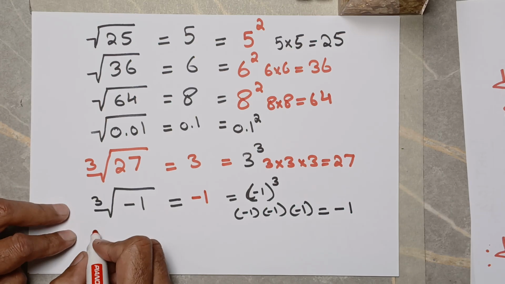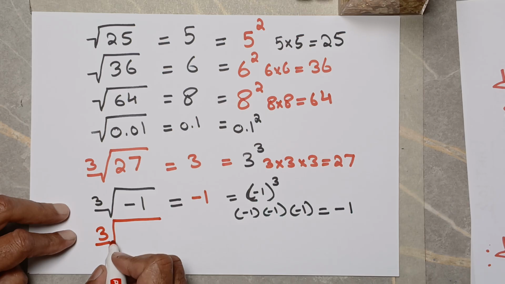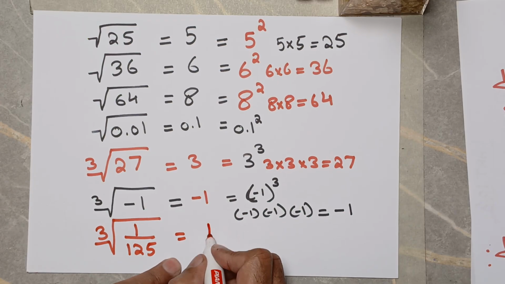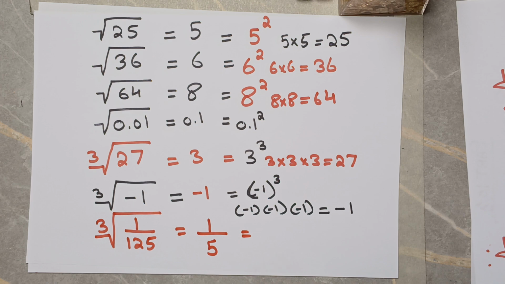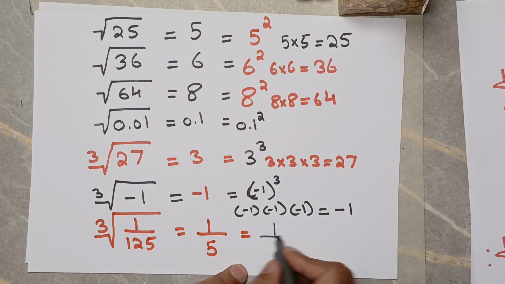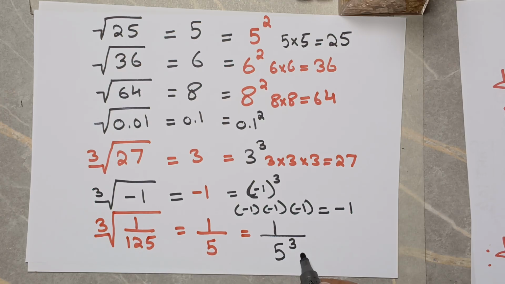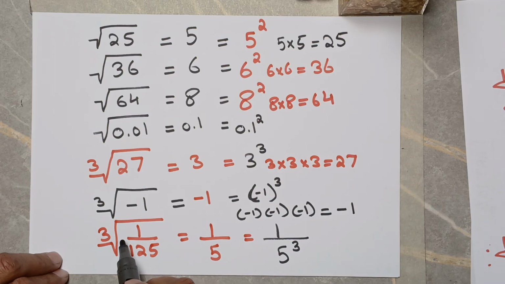Let me take a fractional part. Suppose that we want to find the cube root of 1 over 125. What will it be? You can easily guess. It will be 1 raised to the power 5... 1 and now 5 raised to the power 3. And what will you get? 1 over 125. So again, your cube roots or your radical symbols are the inverse of the exponents.